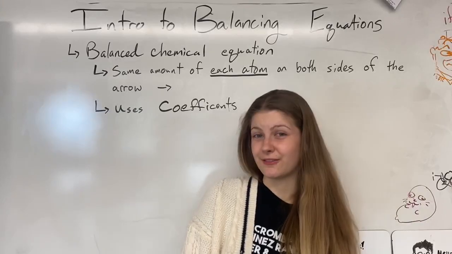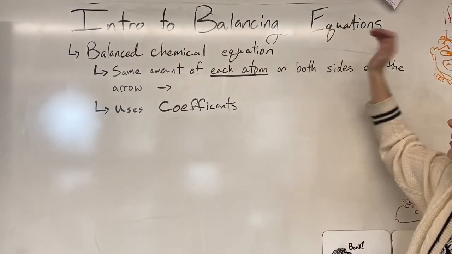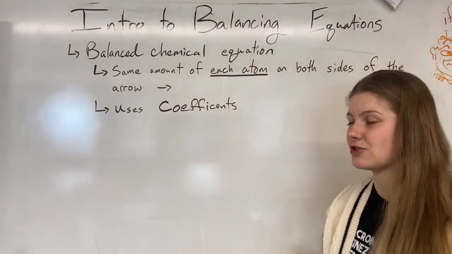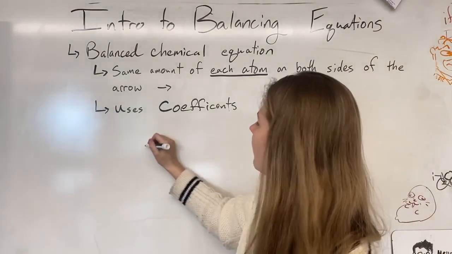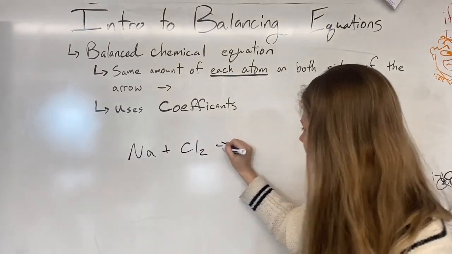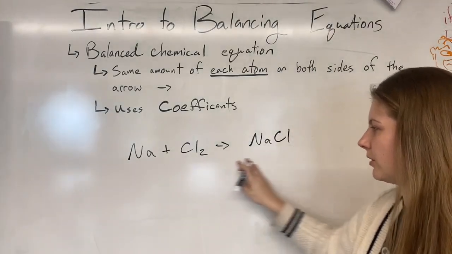All right, everybody, we have our first set of notes. These are going to be called Intro to Balancing Chemical Equations. So we have different ways we represent chemical equations. You don't have to write this down, but we've already done symbol equations. So sodium plus chlorine makes salt. That would be a symbol equation.